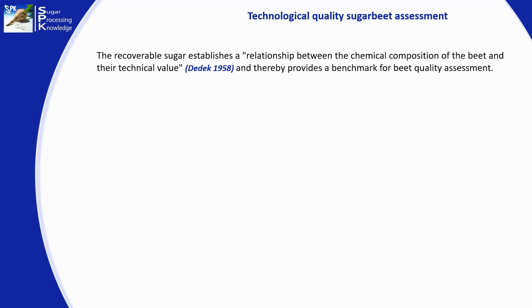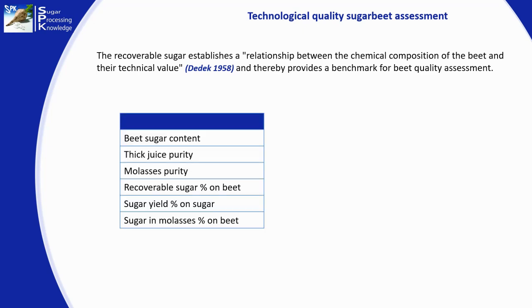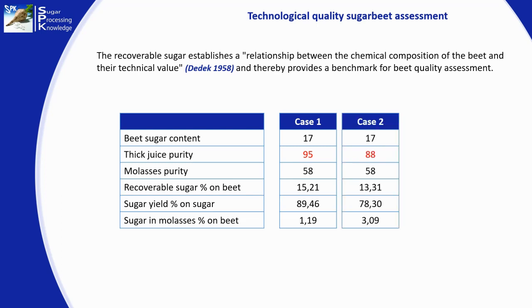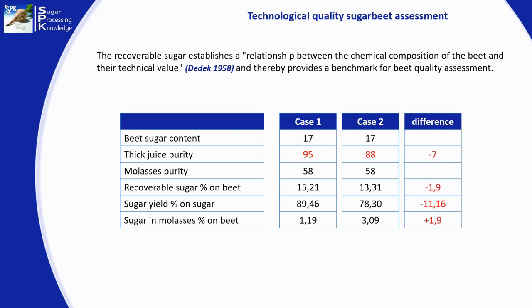We will see two cases of beet quality. A first case where we have a good quality beet characterized by a thick juice purity of 95%. In this case, we will have a recoverable sugar of 15%, a sugar yield of 89.5%, and a molasses sugar of 1.19%. In the second case, we have a poor quality beet characterized by a thick juice purity of 88%. Under the same conditions, we have 13% of recoverable sugar, a sugar yield of 78%, and molasses sugar of 3%. There is an increase in molasses sugar of 2%.